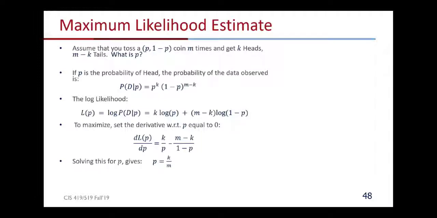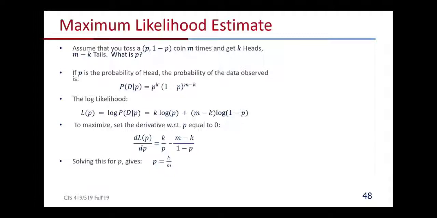It's easier to work with logs, so I'm going to take the log likelihood rather than this. The log of this is k log p plus (m minus k) log (1 minus p). And what I want to do is maximize it relative to p. So I'm going to differentiate relative to p. We get k over p minus (m minus k) over (1 minus p). And if I solve for p, I get that p is k over m. So basically, your intuition, we proved it mathematically.